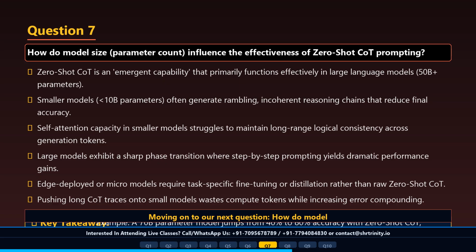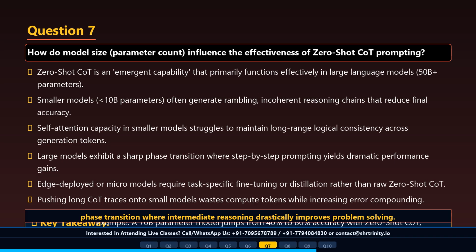Question 7. How does model size, or parameter count, influence the effectiveness of zero-shot CoT prompting? Zero-shot CoT is an emergent capability that primarily benefits large language models, typically 50B+ parameters. Smaller models often generate incoherent or rambling reasoning traces that fail to improve final accuracy. In small models, e.g. 1B to 7B parameters, self-attention mechanisms lack the capacity to maintain logical consistency across long reasoning chains, leading to hallucination drift during the step-by-step generation.